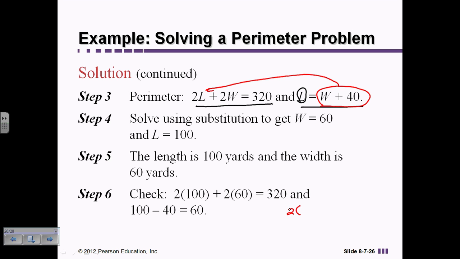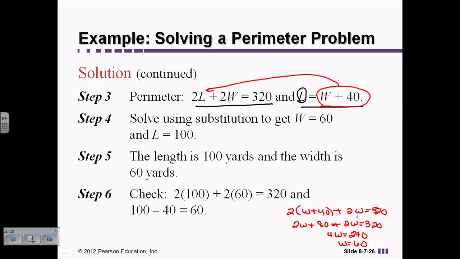2 times W plus 40 plus 2W equals 320. So I get 2W plus 80 plus 2W equals 320. So I get 4W equals 240. So I get W equals 60.